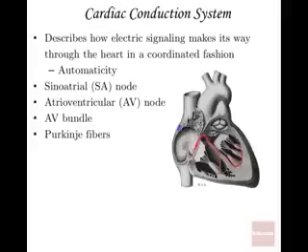There are pathways within the tissue of the heart, within these muscle fiber tracts, that guide the electricity through it. And that's described as the cardiac conduction system. So it does describe how electrical signaling makes its way through the heart in a coordinated fashion. We hope it's coordinated. The sinoatrial or SA node is this little bluish purple dot right there.